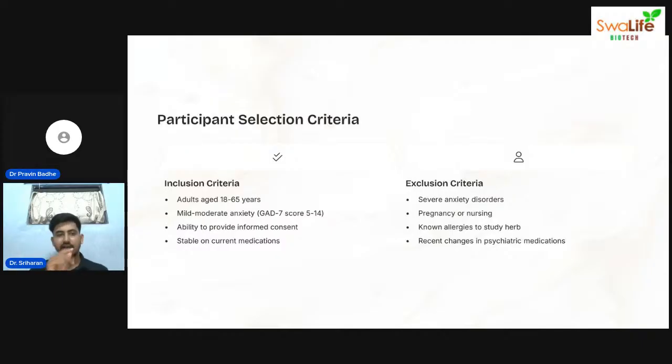Exclusion criteria: we are choosing only mild to moderate, so we exclude severe anxiety disorder patients and pregnant patients. We will not include pregnancy in the study. We also exclude patients with allergy to the study herb. Some patients have allergies, so allergic patients should be excluded. And patients on psychiatric medication. Some anxiety patients also take different psychiatric drugs.